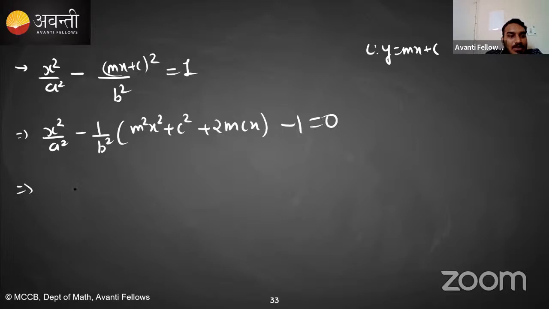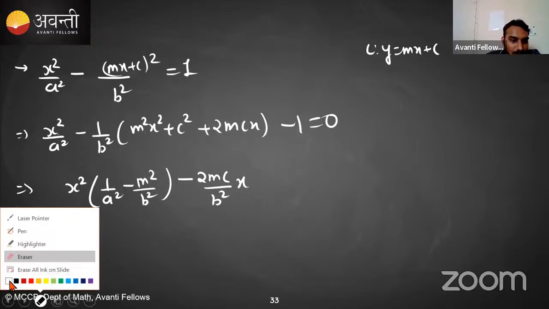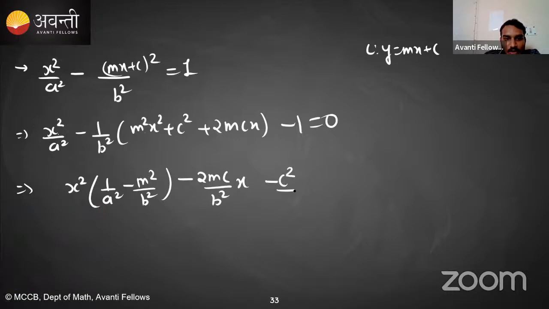Okay, so from here, what is the coefficient of x square? From here it is 1 by a square, and from here minus m square by b square, right? So the coefficient of x square is 1 by a square minus m square by b square, and the x term is minus 2mc upon b square into x, plus minus c square by b square minus 1 is equal to 0.